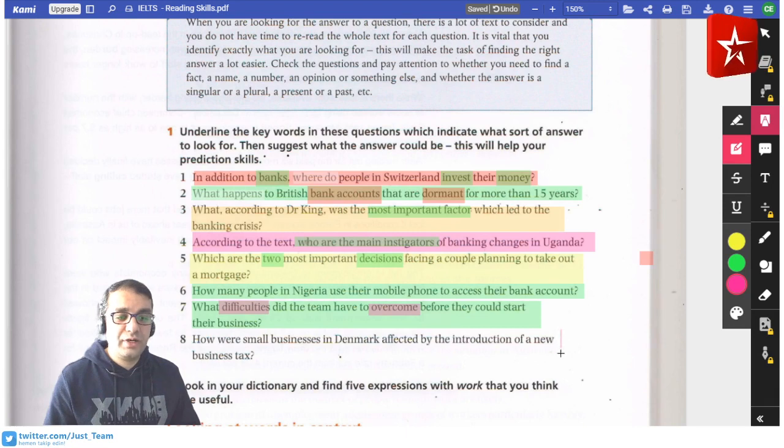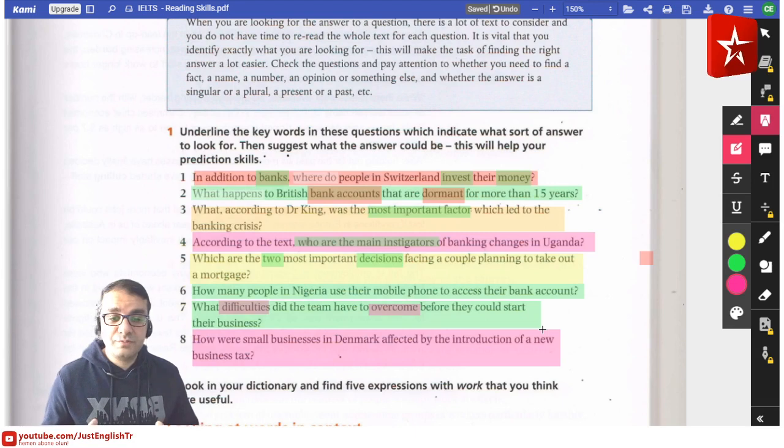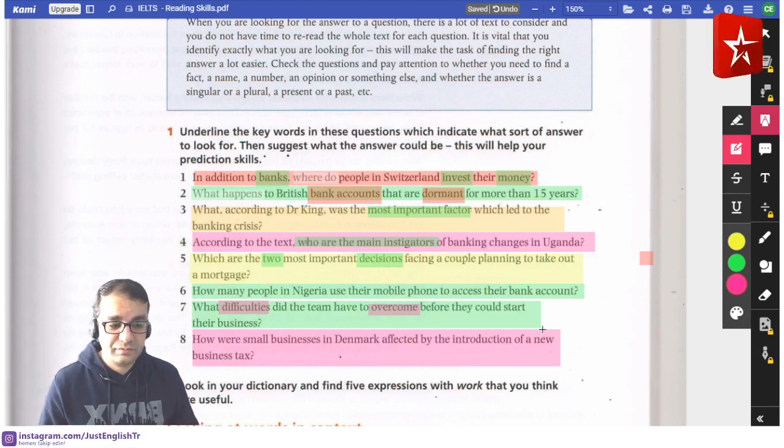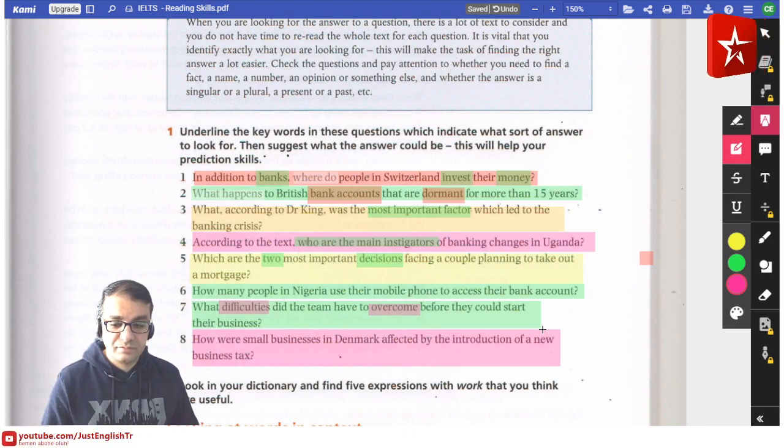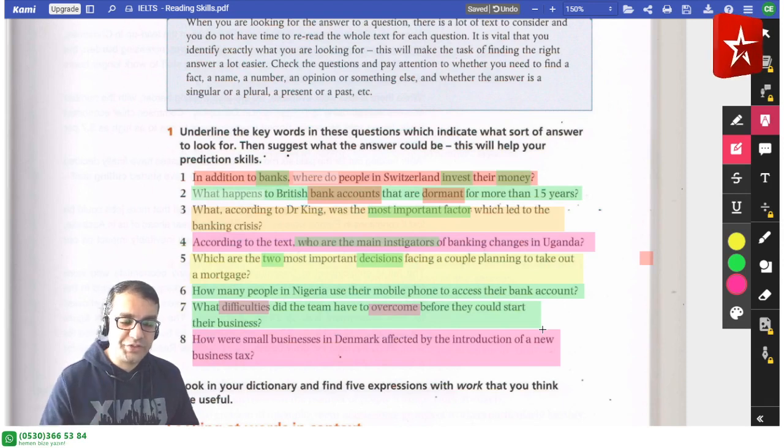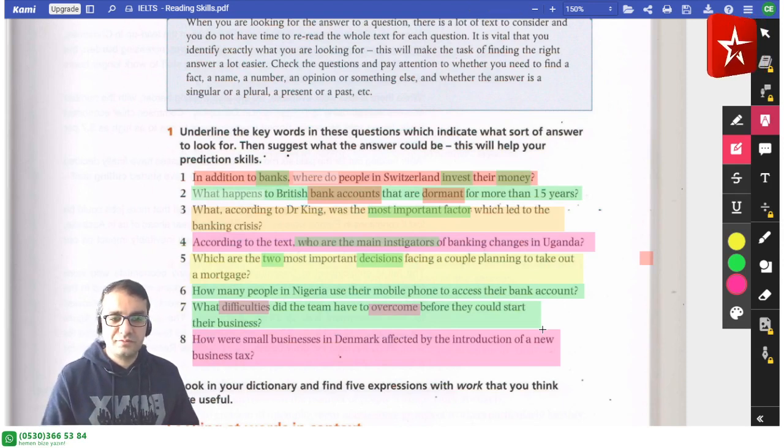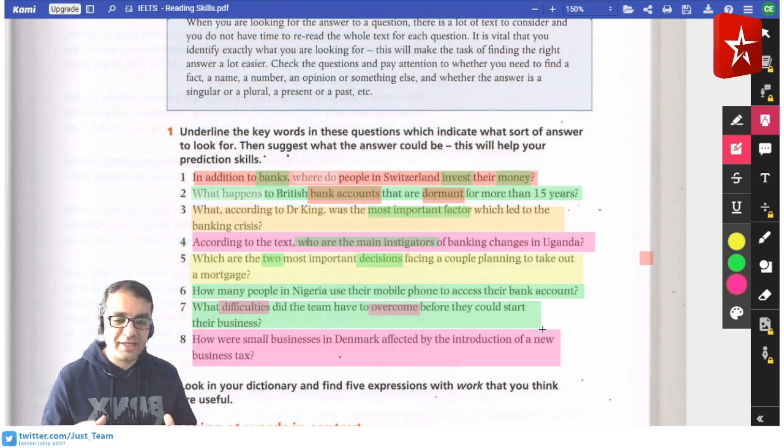Now, the last one, number 8. How were small businesses in Denmark affected by the introduction of new business taxes? Now, what do you think about it? Which one is the keywords here? Come on, give me an answer. Ibtihal, Dylan, Anas, Ali, anyone? Jinkies, anyone?